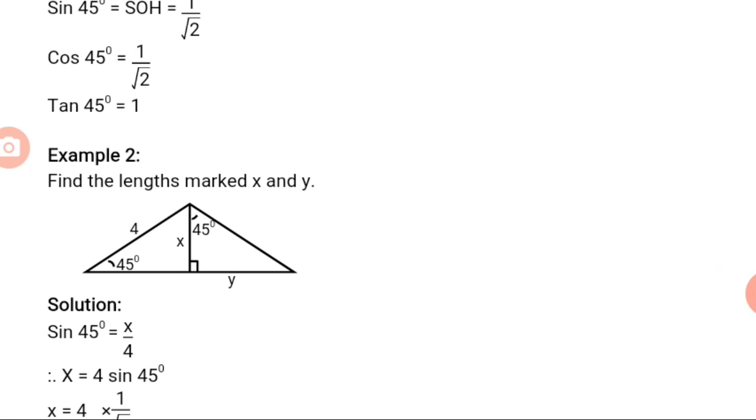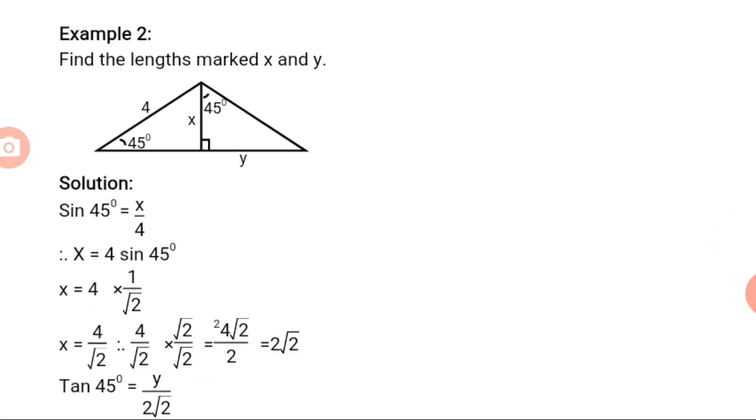Now, we want to first of all find the value of X. Therefore, we say sine 45 degrees is opposite all over hypotenuse. The side that is opposite to 45 degrees is X, and the hypotenuse is 4. Therefore, we say sine 45 degrees is X all over 4. Therefore, X now will be equal to 4 sine 45 degrees.